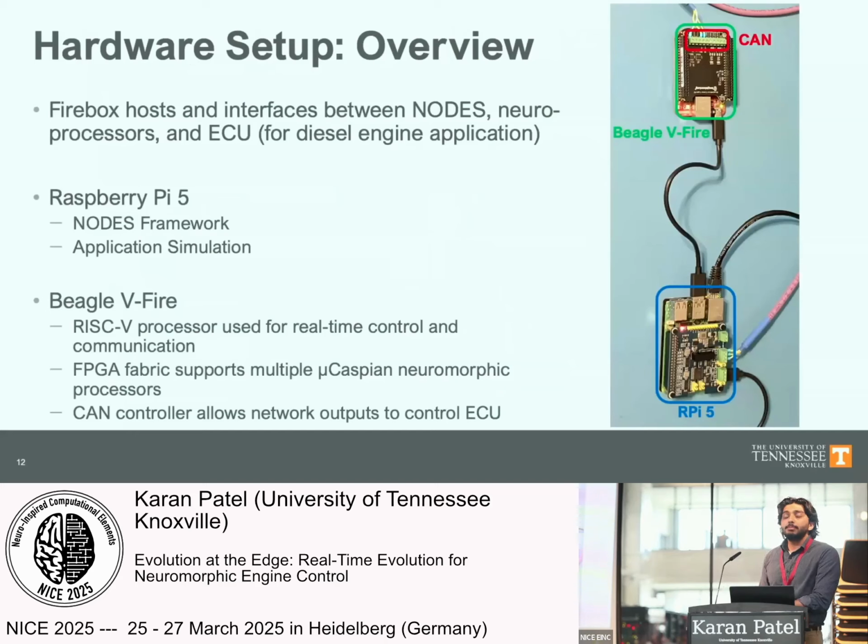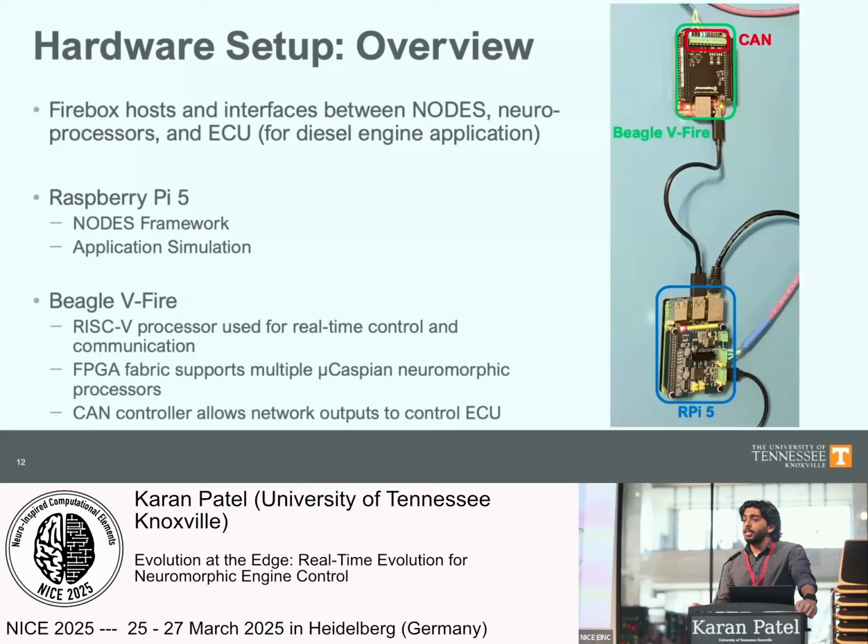The hardware component of this project is titled Firebox, and it consists of a Raspberry Pi 5, Beagle vFire single board computer, and the engine ECU. The Raspberry Pi hosts the Nodes framework as well as the application simulators, and the Beagle vFire board is responsible for real-time processing as well as the communication tasks.